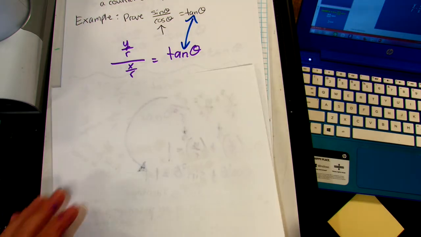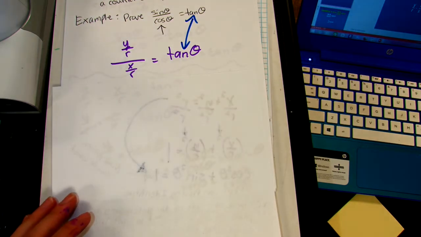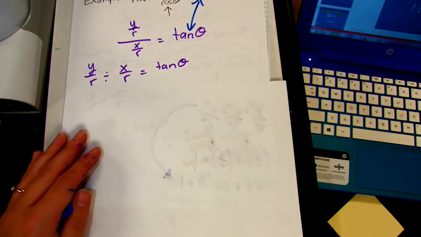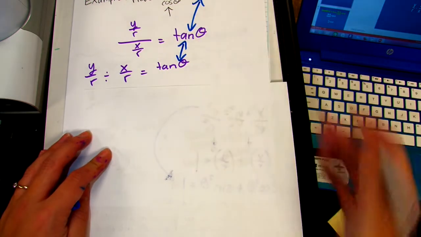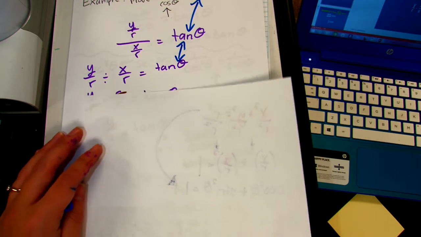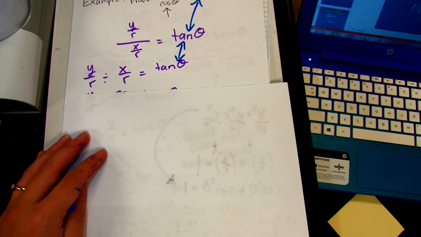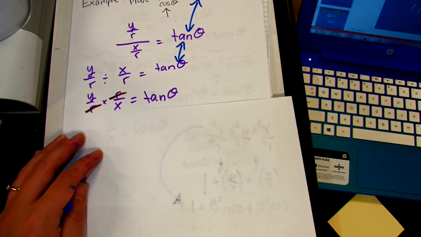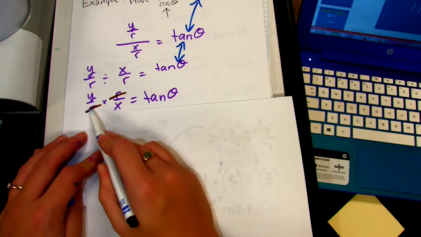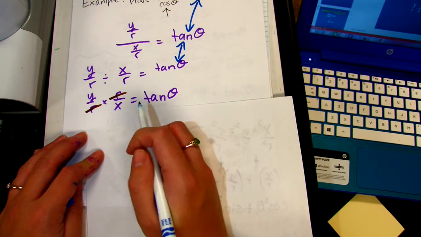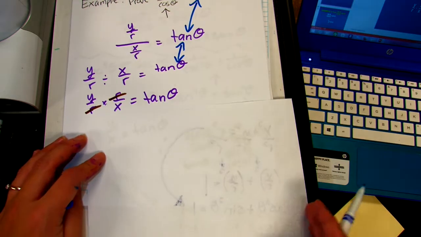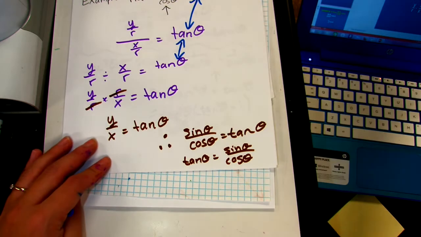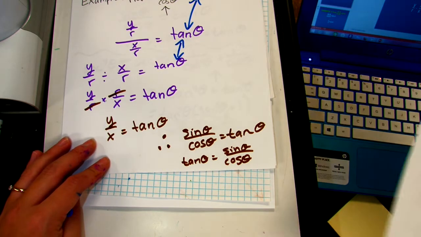So y over r over x over r, that's division, right? So it's y over r divided by x over r. Again, nothing changes on the other side. Now, I'm dividing fractions, which means I multiply by the reciprocal. Keep, change, flip. I kept, I changed, I flipped, right? And then things start reducing. Good things happening. My r crosses out, leaving me y over x equals tangent.